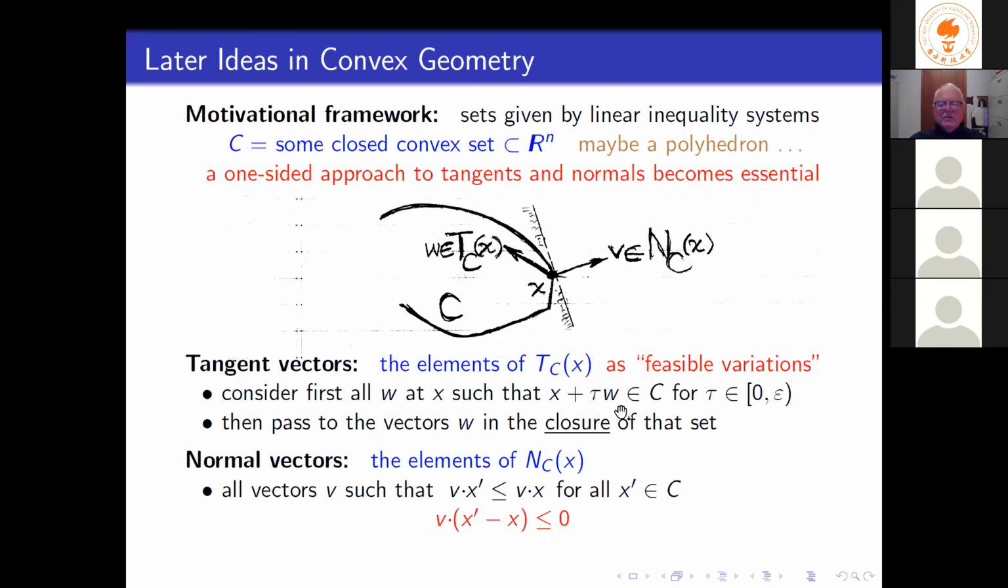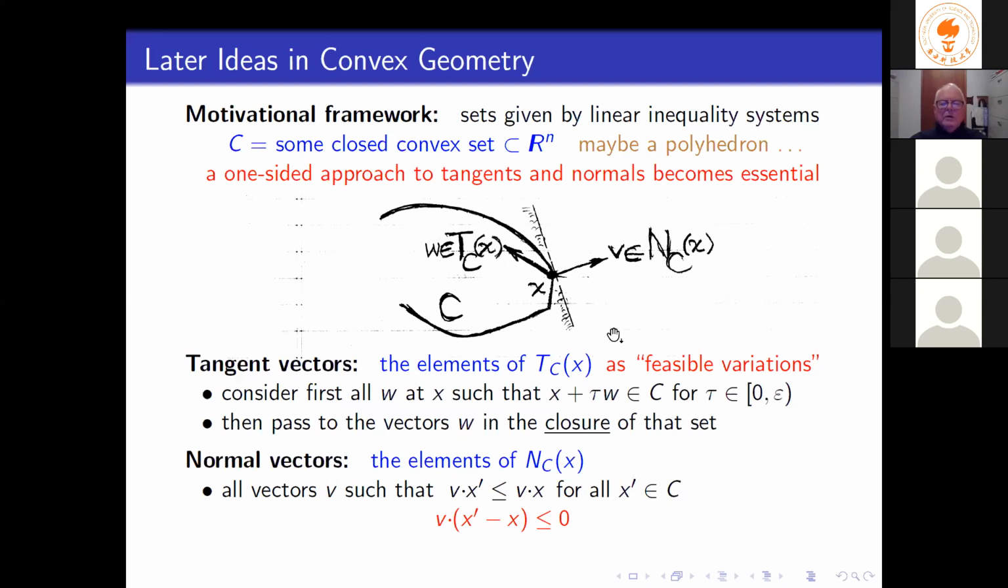But that isn't enough because that set of vectors won't necessarily be closed. In this picture, for example, I can get vectors as shown here, and they can lean more and more over, but in the end, because of this curvature, the limit vector would not be a vector in which I can enter the set C. Along the limit curve, I would immediately leave. So I have to take the closure. This is the way we would define these sets as in convex analysis, and we can think of them as variations that are feasible, ways that you can be faithful to the set C when you make a variation.